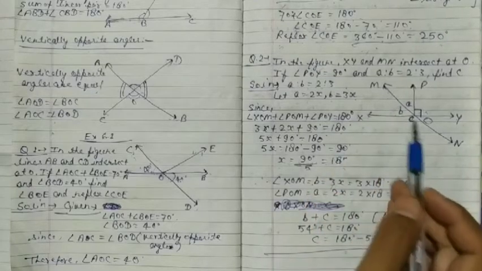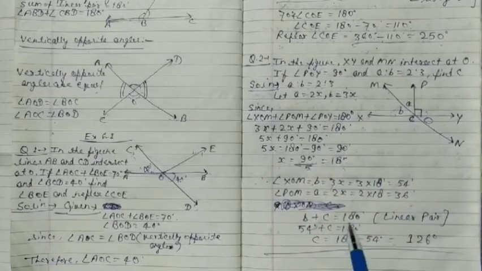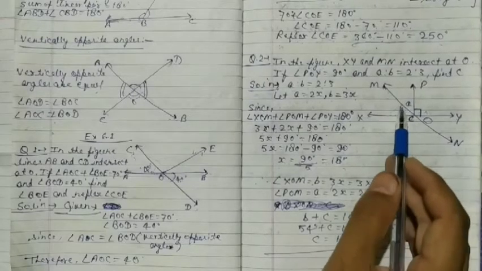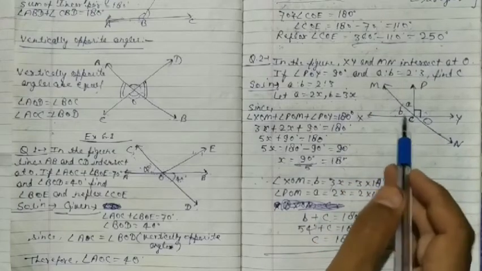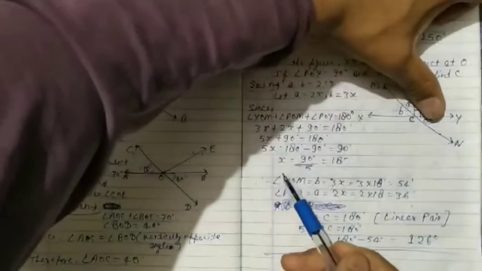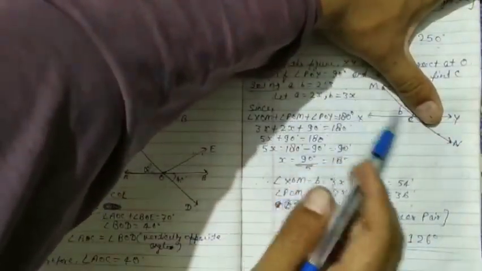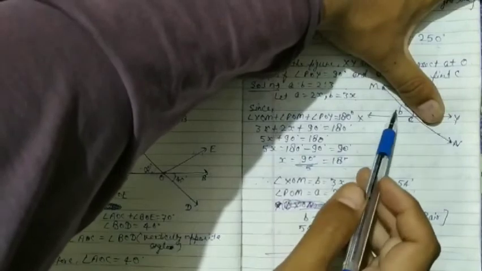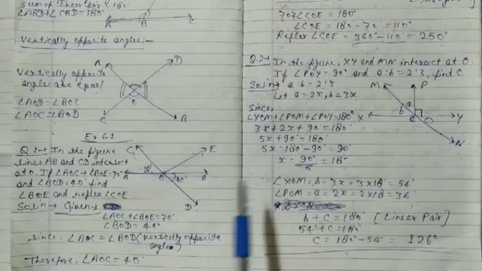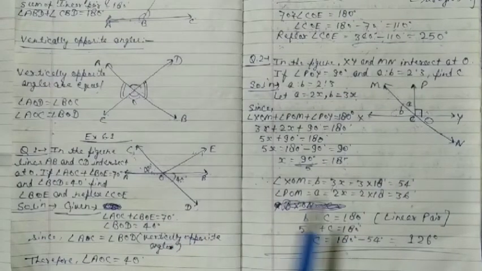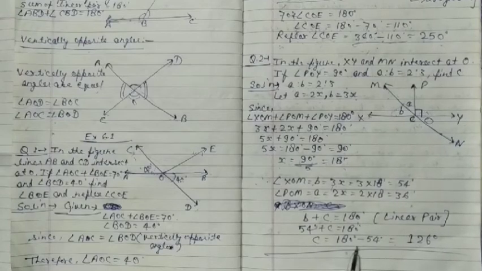Now in this figure, B plus C is equal to 180 degree because both are a linear pair. MCN is a straight line. So these two angles are a linear pair. B plus C equals 180 degree. The sum of a linear pair is 180 degree. Put the value of B, 54 degree plus C equals 180 degree, and C equals 180 degree minus 54 degree equals 126 degree.